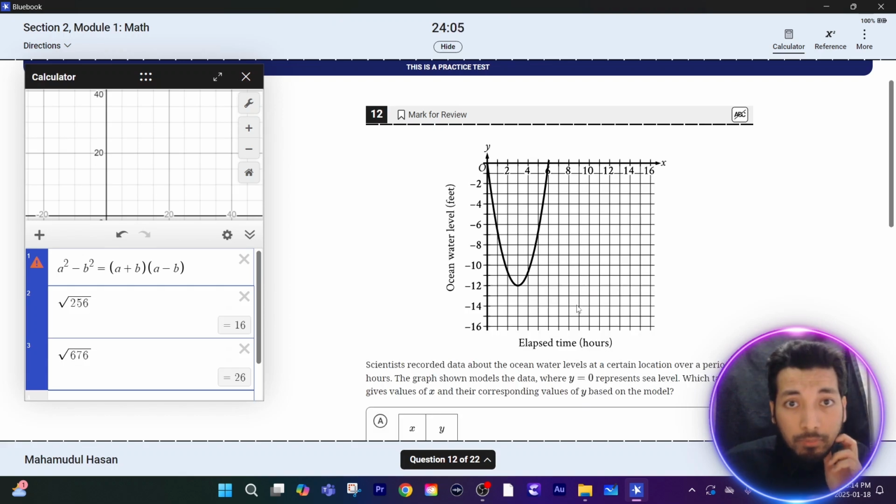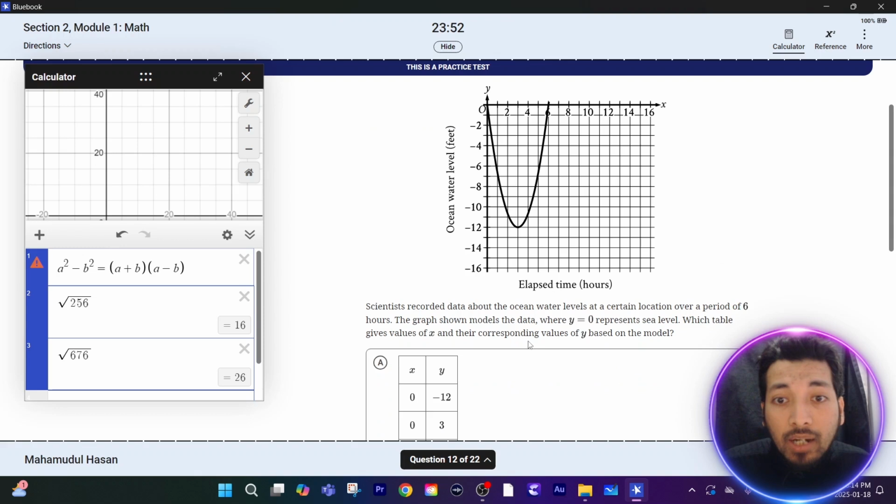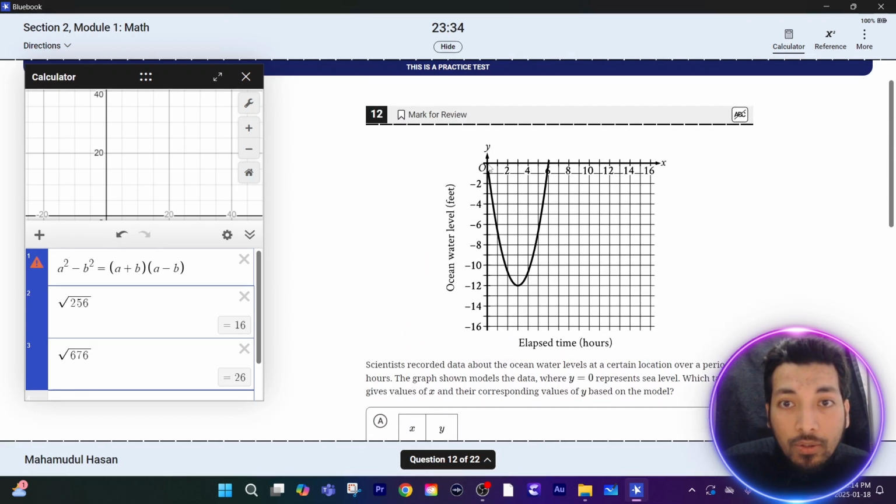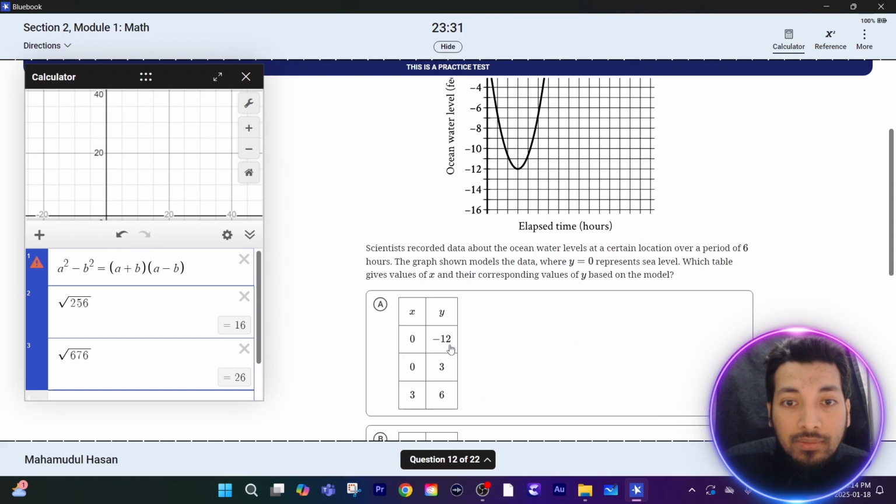Okay, let's look at problem number 12. So here the problem statement says scientists recorded data about the ocean water levels at a certain location over a period of 6 hours. The graph shown models the data where y is equal to 0 represents sea level. So y is 0 right at the point O. Which table gives values of x and their corresponding values of y based on the model? So let's try to look at the data over here. So when x is 0, y is negative 12.